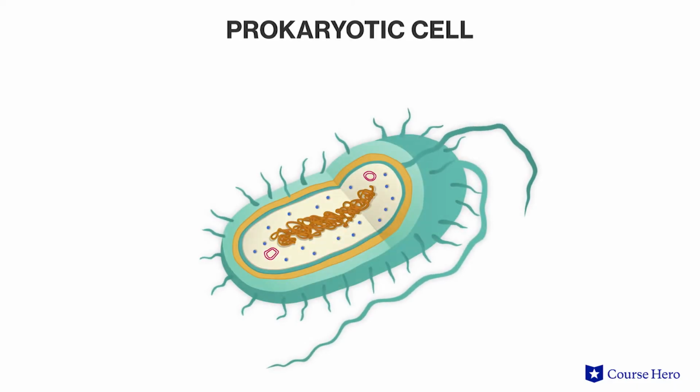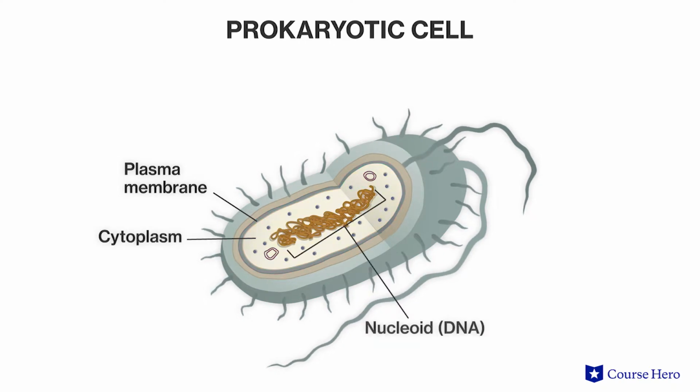Let's take a closer look at the structure of a prokaryotic cell. In addition to the basic cellular components such as the plasma membrane, the cytoplasm, and DNA, prokaryotic cells have other structures that help them survive and reproduce. Prokaryotes, being small and one-celled, can be quickly impacted by changes in their environment. Protective structures help prokaryotes survive in a changing environment.